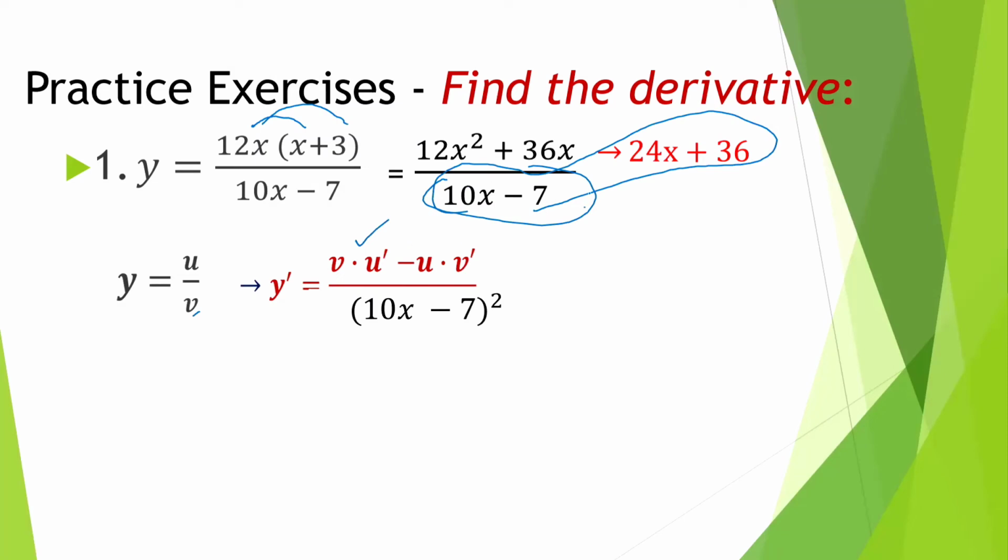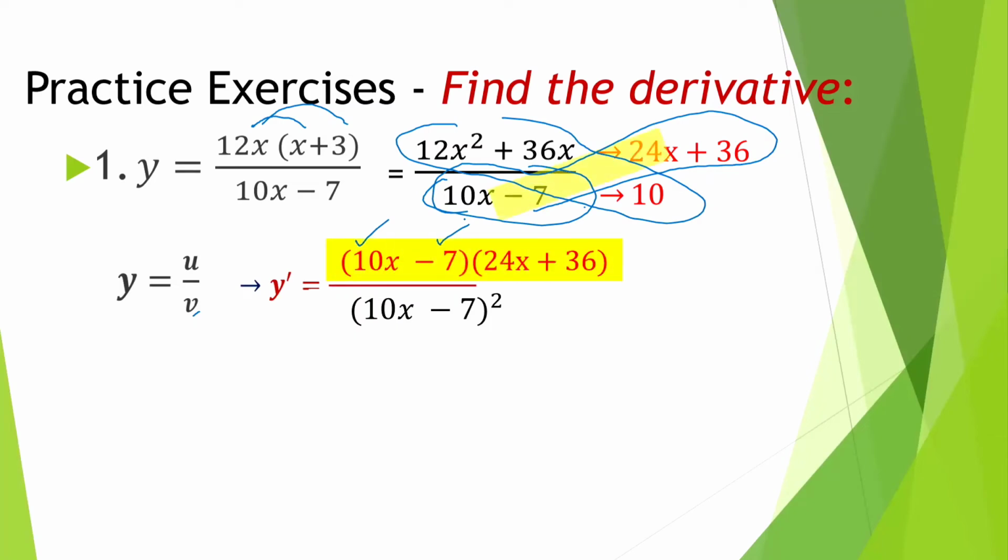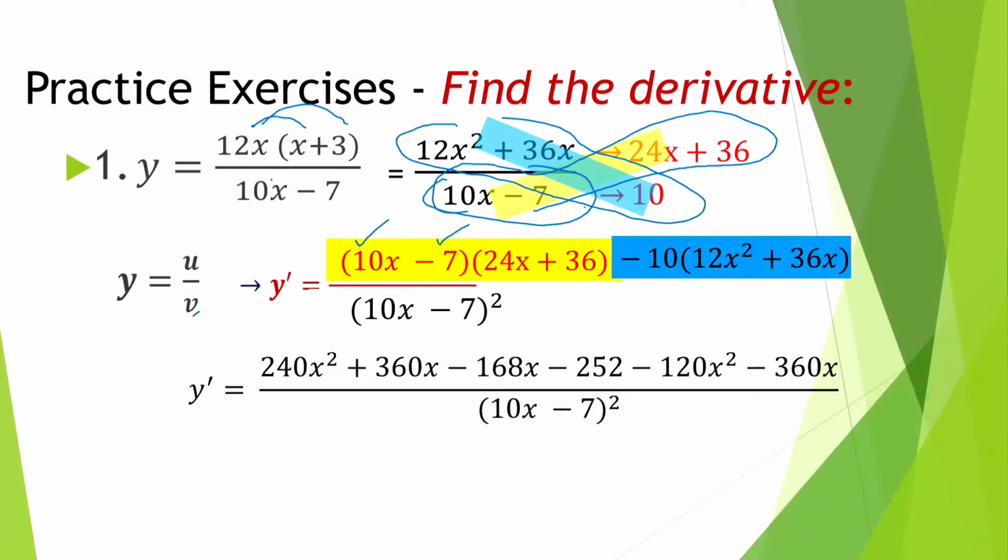Tapos for the minus uv prime, we need to get the derivative of the denominator, which is 10. Tapos sila naman yung i-pair natin para dun sa second term natin or sa subtrahend. Okay, so we have this pair. That would be 10x minus 7 times 24x plus 36. And then minus this one. So that would be minus 10 times 12x squared plus 36x. Okay, so we apply distributive property and then we simplify. 240 minus 120 is 120x squared. Tapos 360 minus 168. Actually, the 360 pala minus 360 magka-cancel.